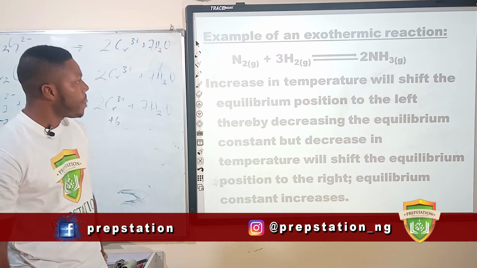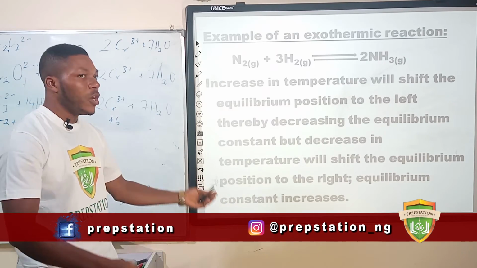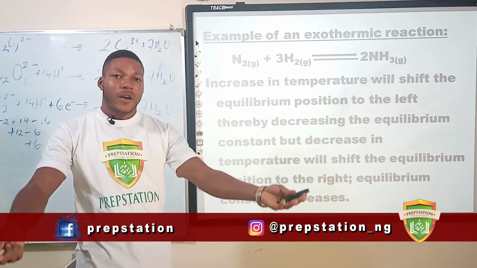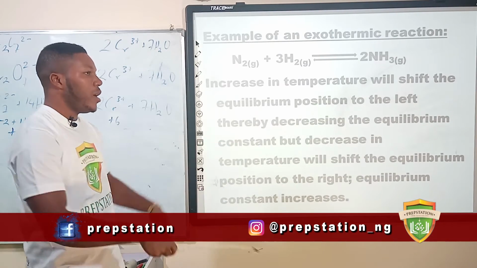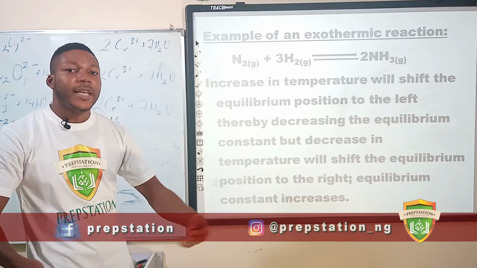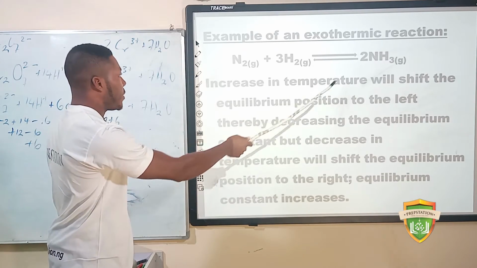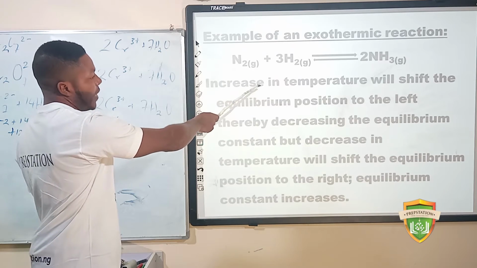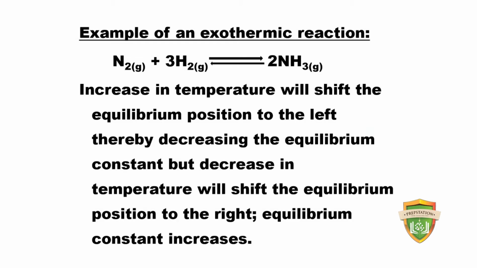Let's take an example. This is an example of what? Of exothermic reaction, in which heat is given off to the environment. A reaction in which heat is released to the environment. Now, this is the production of ammonia, called the Haber process. Nitrogen plus 3 moles of hydrogen give us what? 2 moles of ammonia.